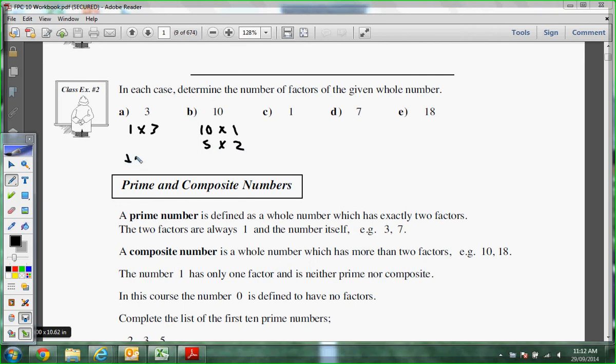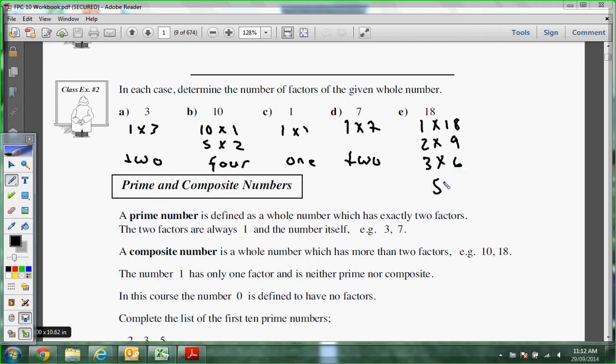Okay, so it has 2. This one has 4. Okay, and then 1 has just itself, 1 times 1. 7, 1 times 7 has 2. 18 has 1 times 18, 2 times 9, 3 times 6, it has 6.